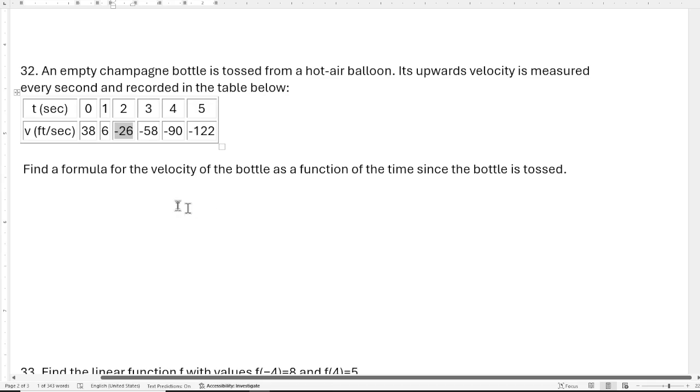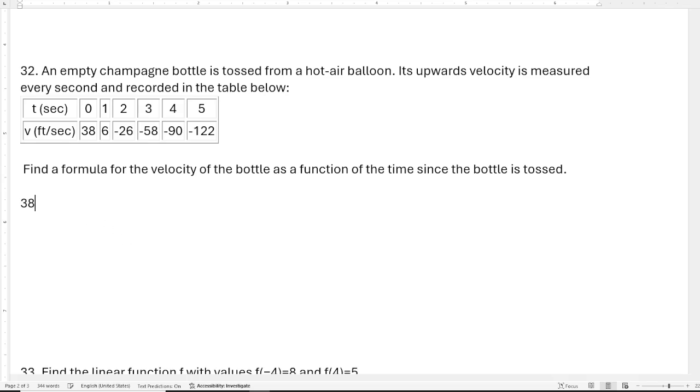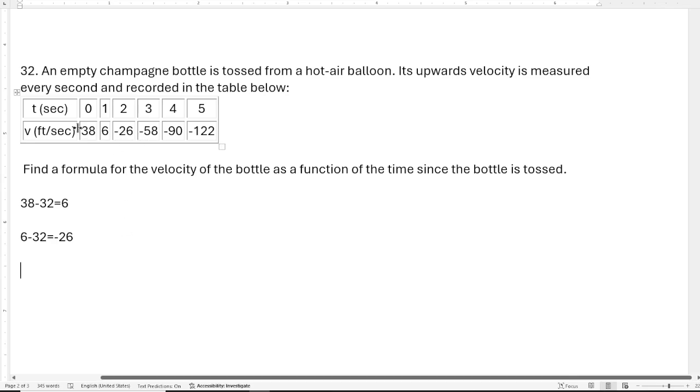Okay, let's look at some pattern of these numbers. Well, 38 to 6, it dropped by 32, right? So 38 minus 32 is equal to 6. And then if you do 6 minus 32, you get negative 26. So if you look at the differences, you can see that every one of these declines by 32. It goes down by 32. So that would be a nice way to look at this.